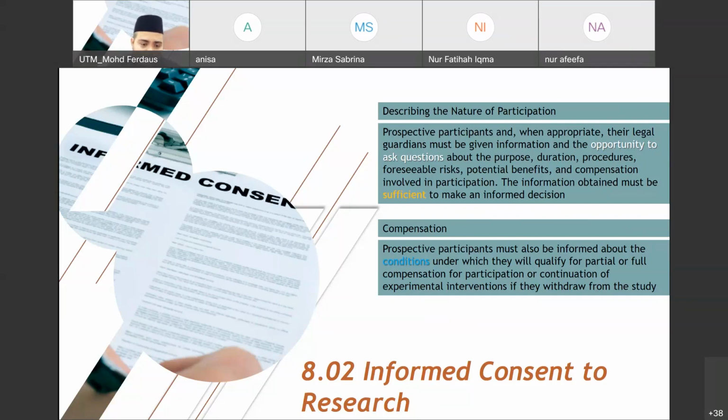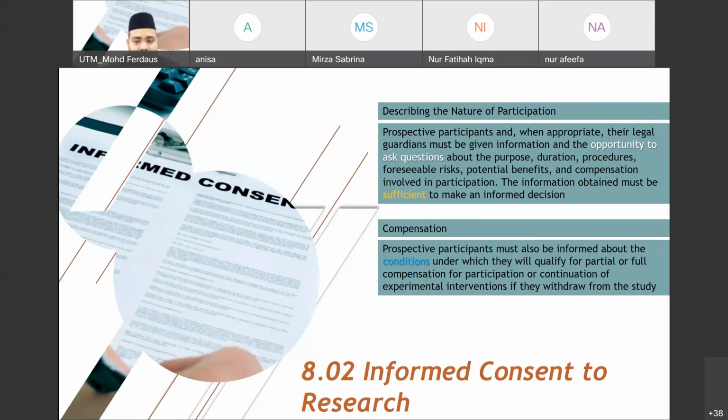And then another aspect in informed consent is compensation. Okay, like I mentioned before. So we usually provide some form of compensation, some form of token of appreciation. This is basically not to bribe them. Okay, no, we're not going to bribe them, but it's basically to appreciate their efforts, their commitment, and their time for their participation.